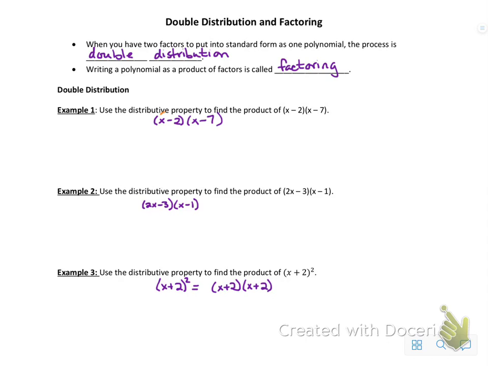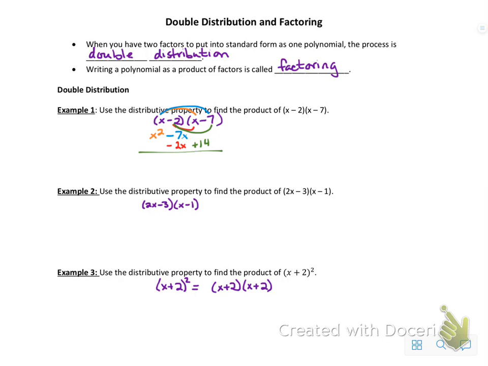So we have x times x, which will give us x squared. We have x times negative 7, which is negative 7x. Now let's distribute the negative 2. So we have negative 2 times x. And I like to line everything up when it gets to more complicated polynomials. Whenever you line them up with the same terms underneath, you can add down. So I'm going to have the negative 2 times x right underneath the negative 7x, and you don't have to do that. And then the negative 2 times negative 7, well, that's positive 14.